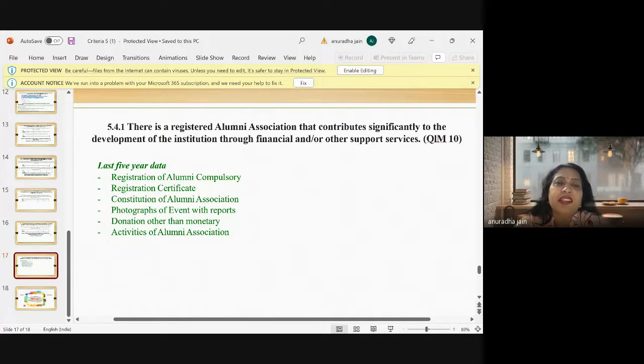Okay, so with that expectation, this metric is there, and we have to produce all the data and all the reports of the activities organized through alumni. Okay, so that's all in this Criterion 5 from my side.